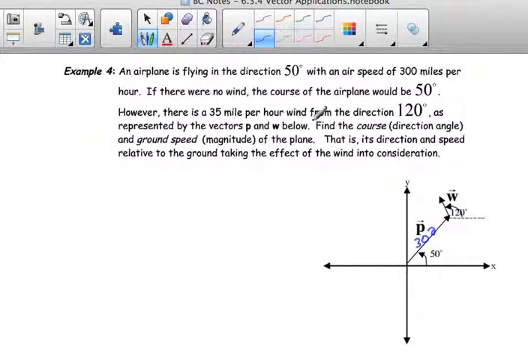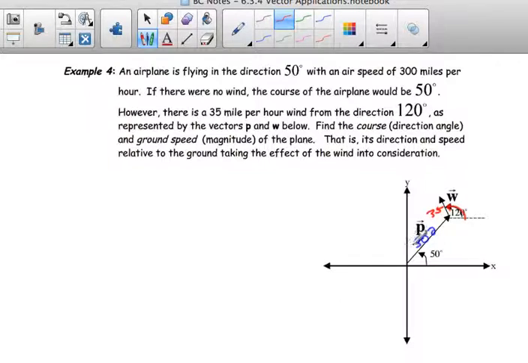Then we're also told if there were no wind, this would be the course of the plane. It would just fly 50 degrees at 300 miles per hour. However, there is a 35 mile per hour wind, and that's depicted here with the vector W. So W has a magnitude of 35, and it's at an angle of 120 degrees.